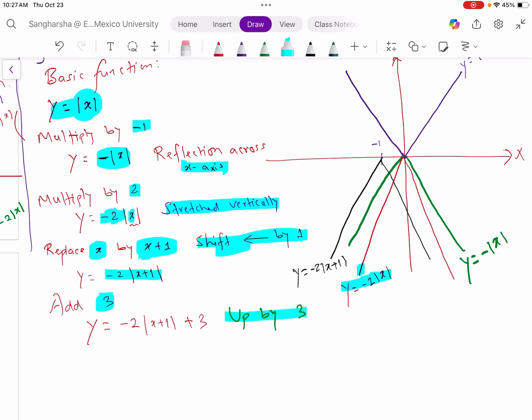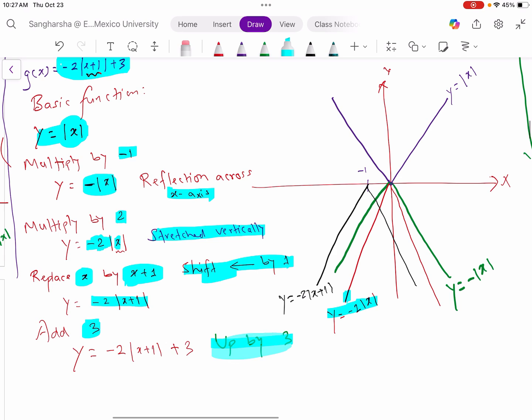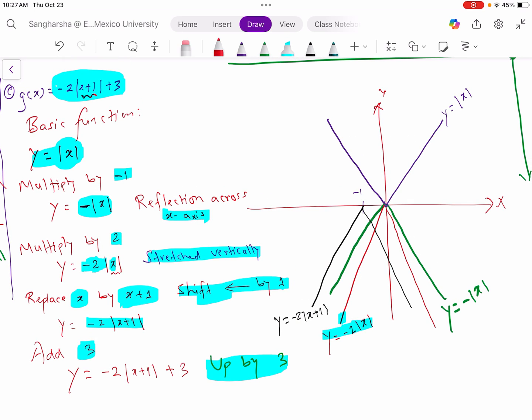added 3. Adding 3 means you are moving your graph vertically up by 3 units. So 1, 2, 3. So let's move this point. Okay, so we are moving that point over here, and this is our final graph, y equals negative 2 absolute value of x plus 1, plus 3. So this is where we started, and this is our final graph.